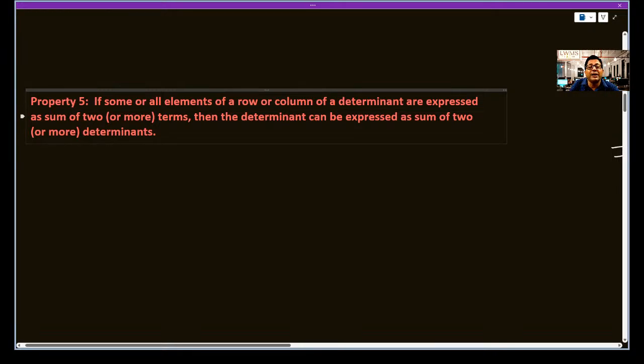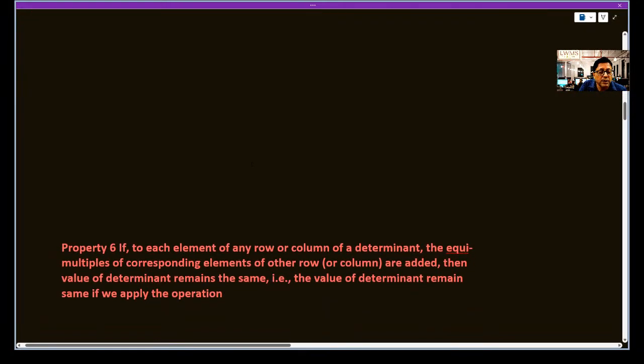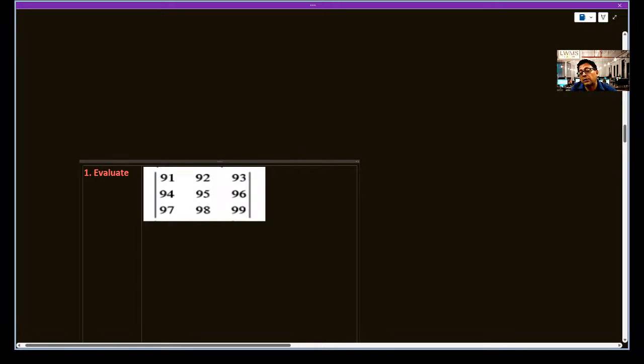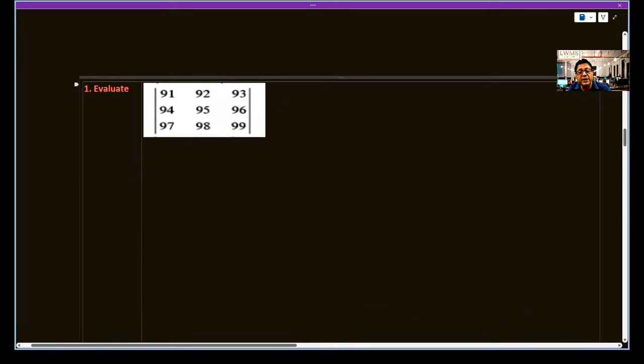Fifth one: if all the elements of a row or column of a determinant are expressed as a sum of two, it is a summation of two determinants. If in a row the elements are expressed as a sum of two or more elements, the whole determinant can be expressed as a sum of two determinants. And if to each element of a row or column of a determinant you multiply by a constant and add to the elements of another row, then the value of the determinant will remain the same. Similar is the case for columns, and we can perform it for many rows and many columns, isn't it?